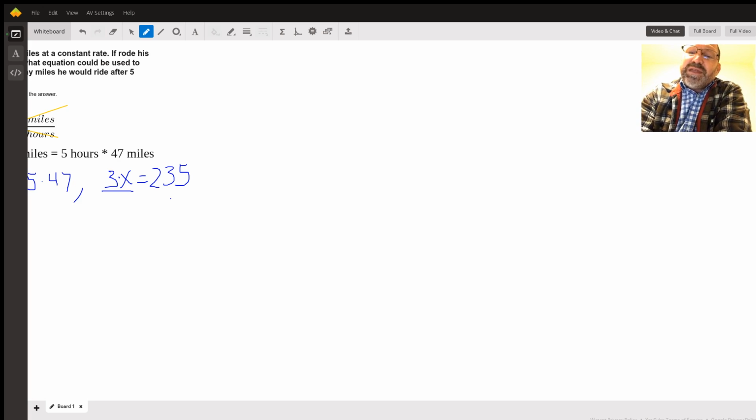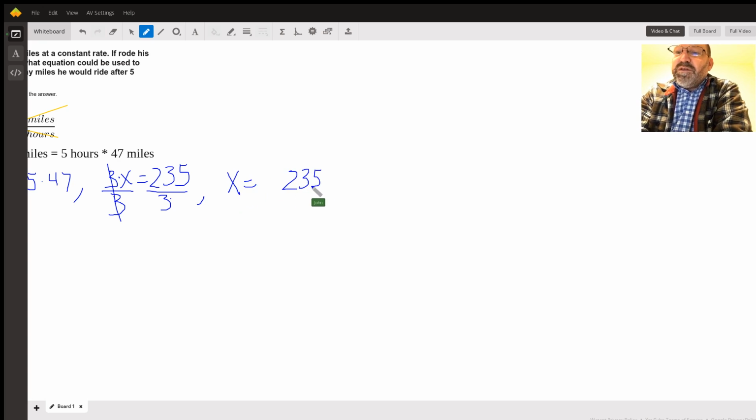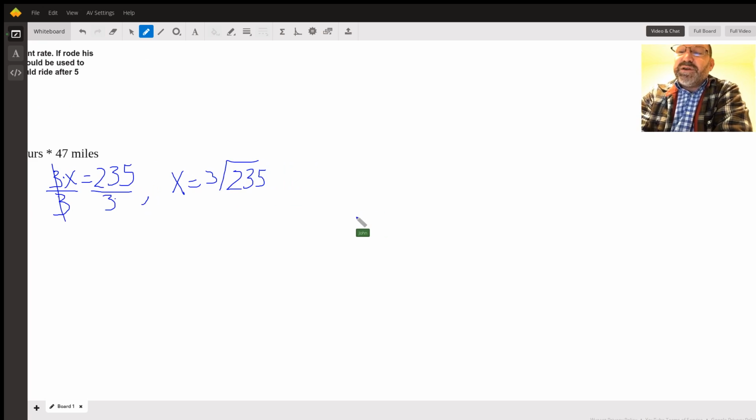And if I want to get the x by itself, which is the goal of every problem, so I can get an answer, I've got to get rid of the 3. So remember, we said that the opposite of multiplication is division, and we want to get the x by itself, so we divide by 3. If that's the case, what we did to one side, we have to also do to the other. So 3 divided by 3 cancels out, and we're left with x equals 235 divided by 3. I'm going to scoot this down just a little bit to get some more space. What does that mean?